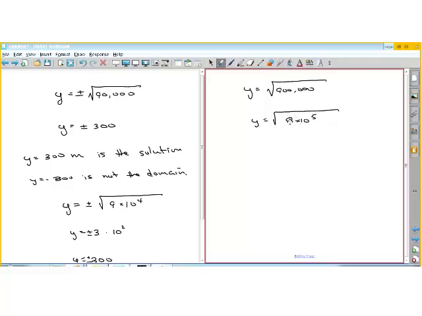What you would do is say, I can't take half of 5 and get a whole number. So I would rewrite that as 90 times 10 to the 4th, which now gives me a nice even number. So you get the square root of 90 times 10 to the 2nd. And of course, the square root of 90 is not a nice even number. You get y equals 9.48 times 10 to the 2nd, which would be 948.